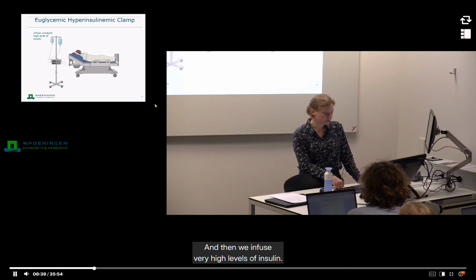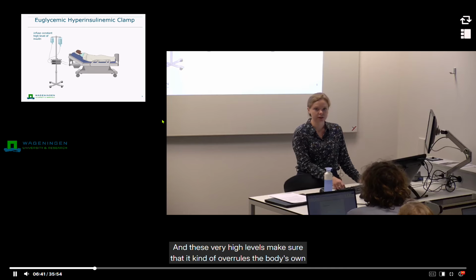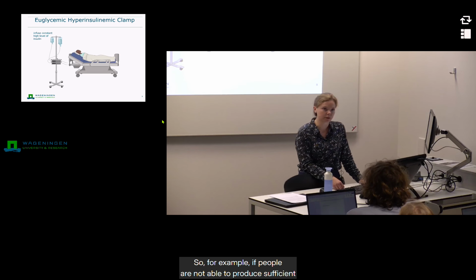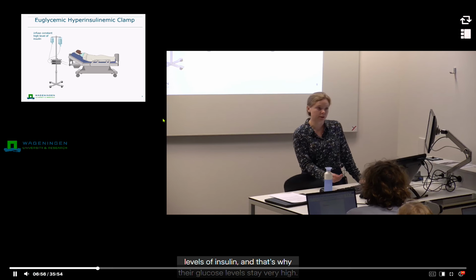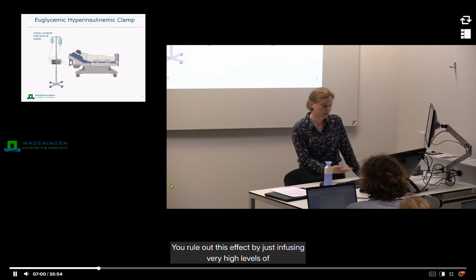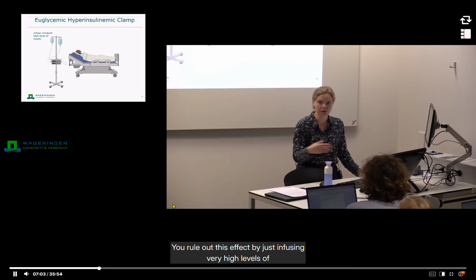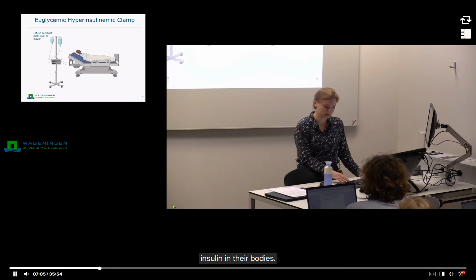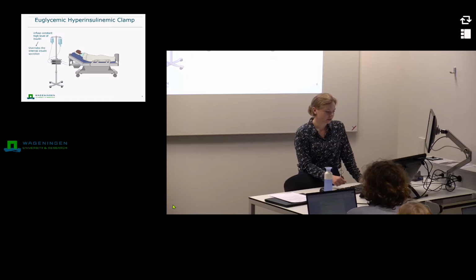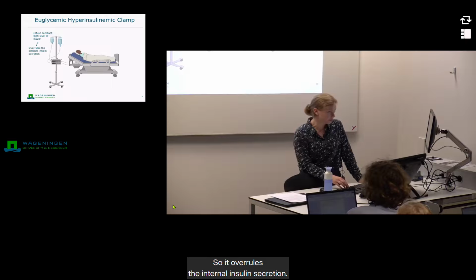The purpose is that they just stay rested during this clamp. And then we infuse very high levels of insulin. And these very high levels make sure that it overrules the body's own insulin production, so that you do not rely on the function of the pancreas anymore. So for example, if people are not able to produce sufficient levels of insulin, and that's why their glucose levels stay very high, you rule out this effect by just infusing very high levels of insulin in their bodies. So it overrules the internal insulin secretion.